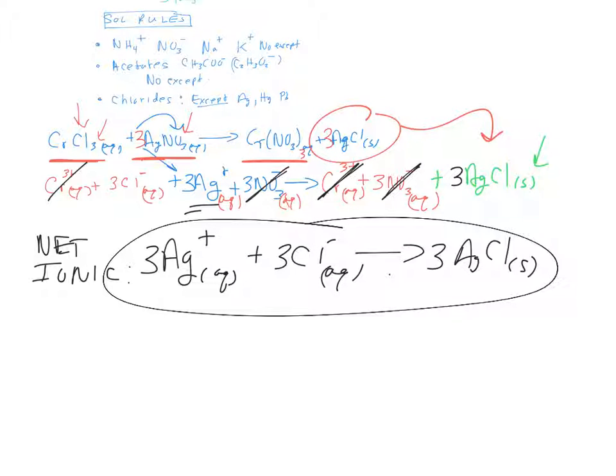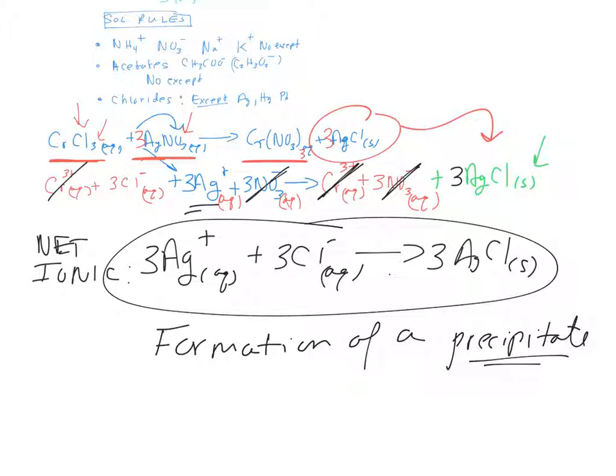So if you do your net ionic equations correctly, you will always be left with one of the driving forces. The driving forces are the formation of water, the formation of a precipitate, the formation of a gas, and the transfer of electrons. This is clearly an example of the formation of a precipitate. That's what's going on here.